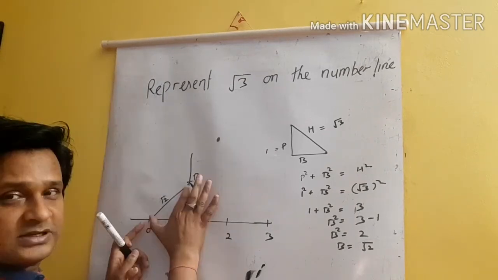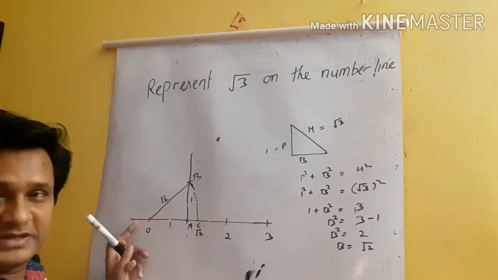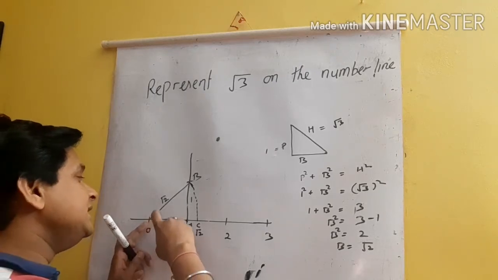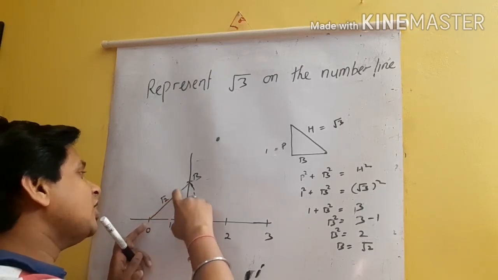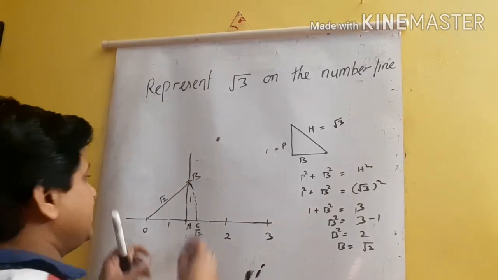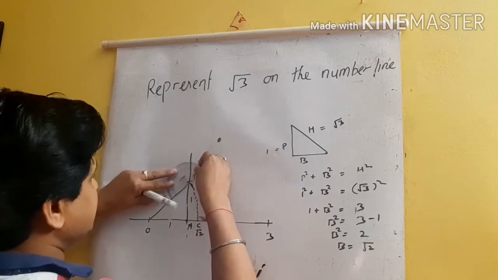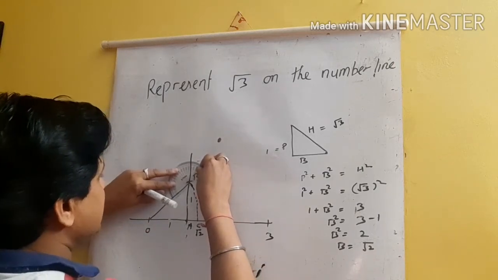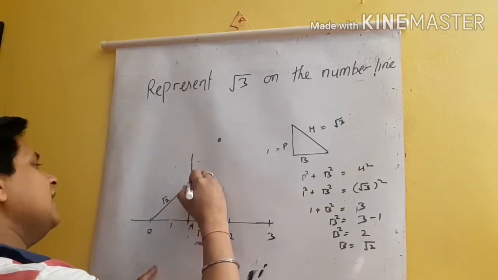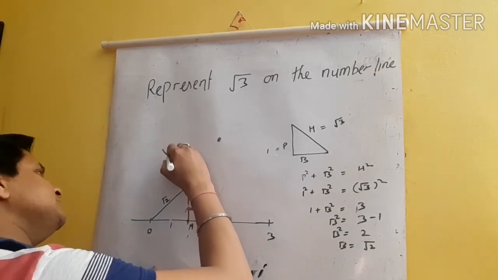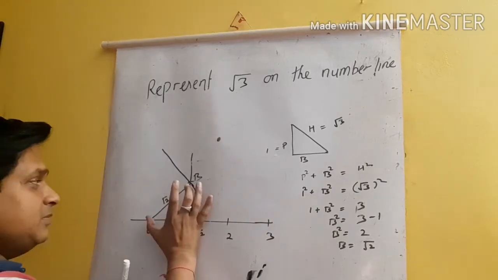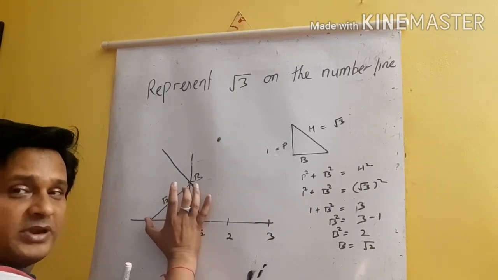So now what will you do? This OB will become the base. Now you will make 90 degrees, and you will draw a perpendicular line on this OB. You will take your compass and your protractor, and you will put it like this and mark at 90 degrees. Now I will draw a line. This is the base, OB has now become the base.